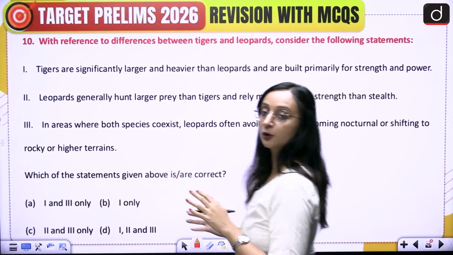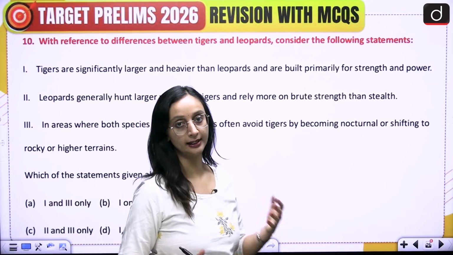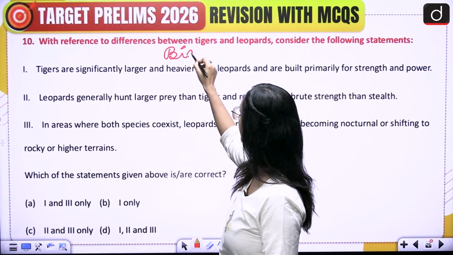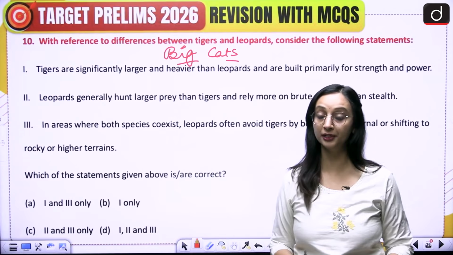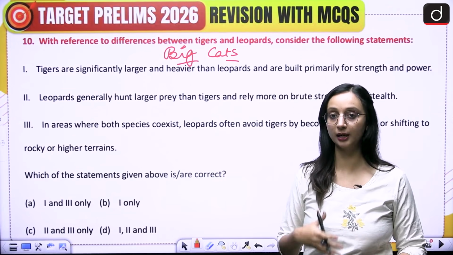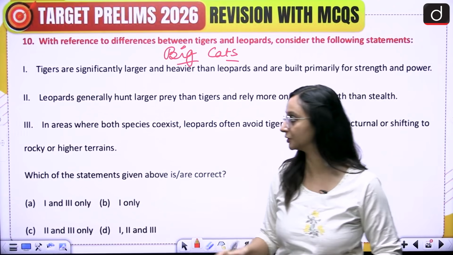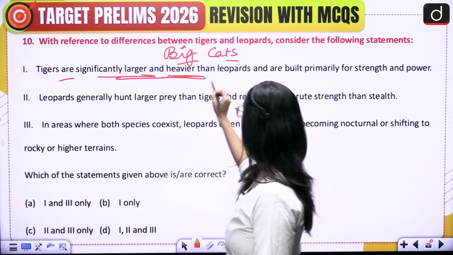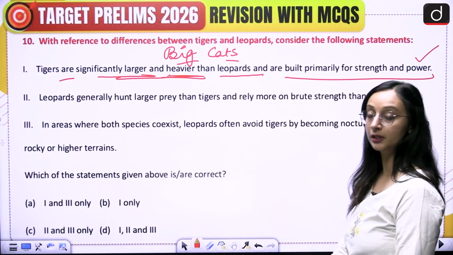Done? So we are talking about tigers and leopards, two of our big cats. Both of these are big cats. But there are multiple differences between them, and one of the most prominent differences is their size. Tigers are much larger in size in comparison to leopards. So tigers are significantly larger and heavier than leopards and are built primarily for strength and power. Yes, this statement is correct.